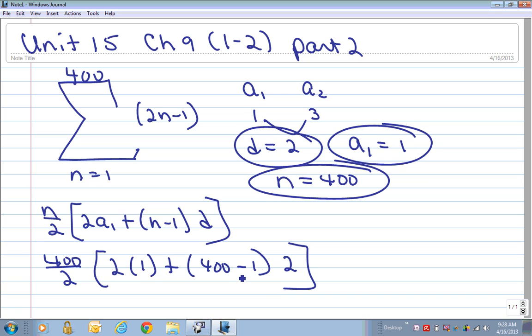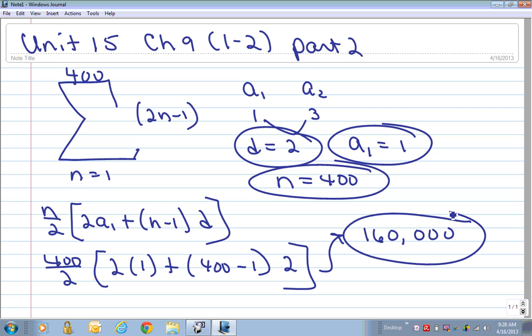All right, when we total all of this up, I'm not going to go through all that, you have a calculator to do that. When you total all that up, you should get 160,000. 160,000 is your total. All right, go Bearcats.